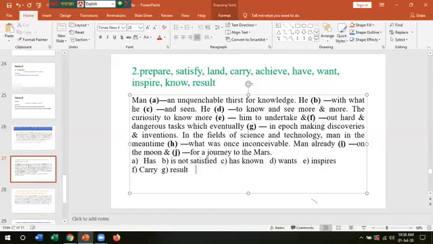In the fields of science and technology, man in the meantime has achieved what was once... Number 8 will be has achieved. Man has already landed on the moon.